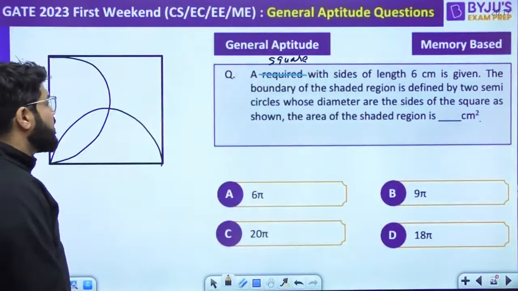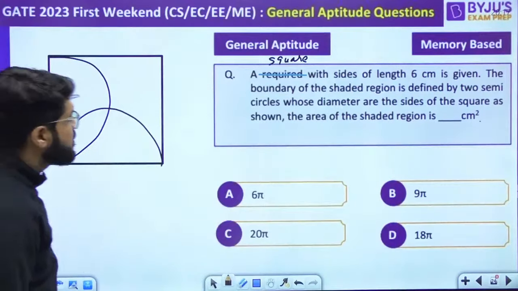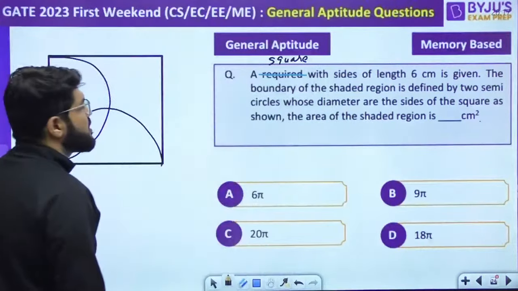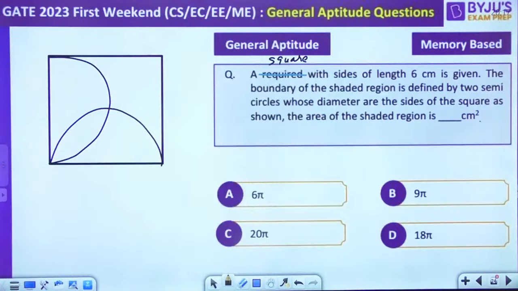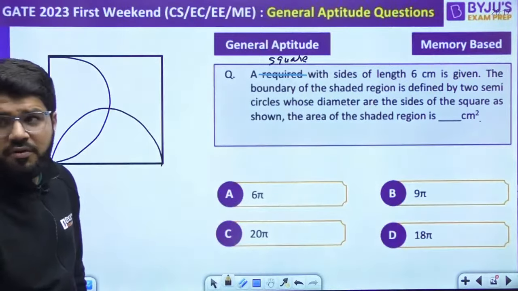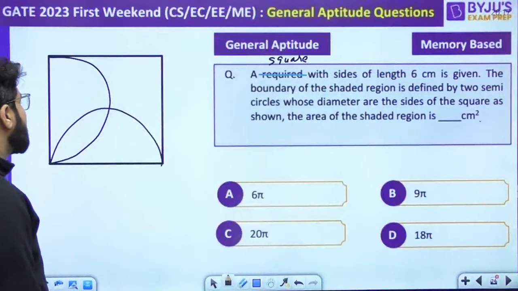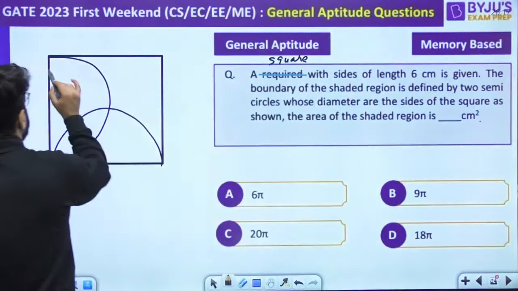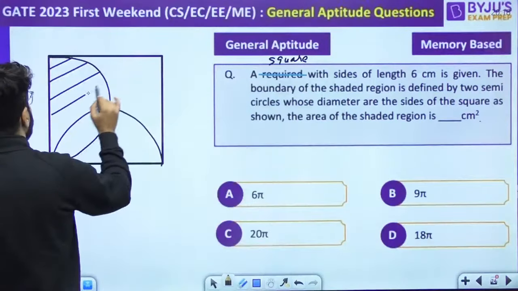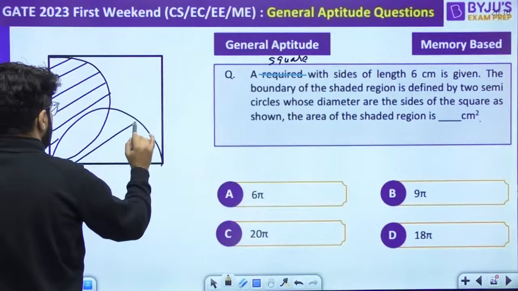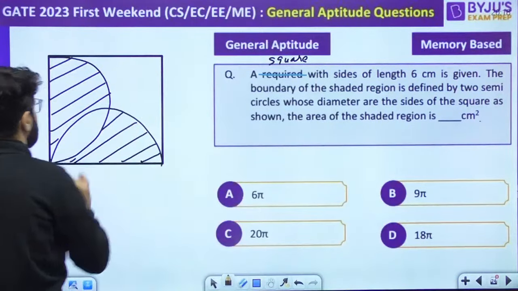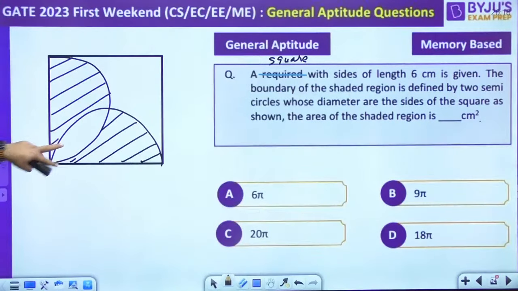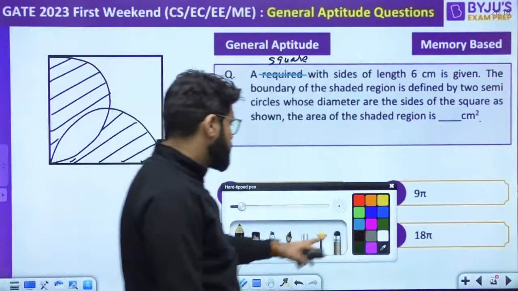Let's go. So what is that answer? Let's check it once. The square with sides of length 6 centimeter is given. The boundary of the shaded region is defined by 2 semicircles whose diameters are the sides of the square as shown. What is the area of the shaded region? Let me tell you the shaded region too, sorry. What was the shaded region given in the question? This one. So this common portion was unshaded.